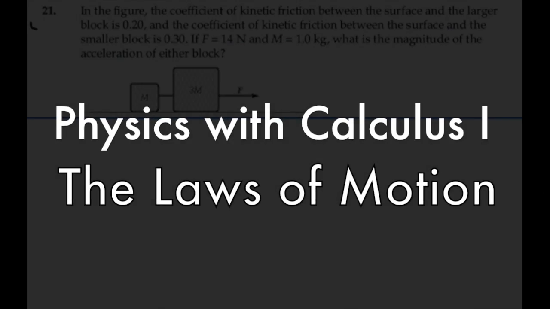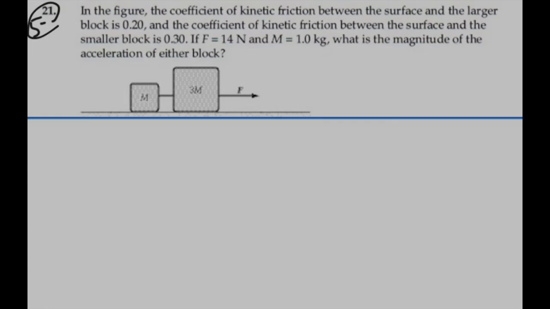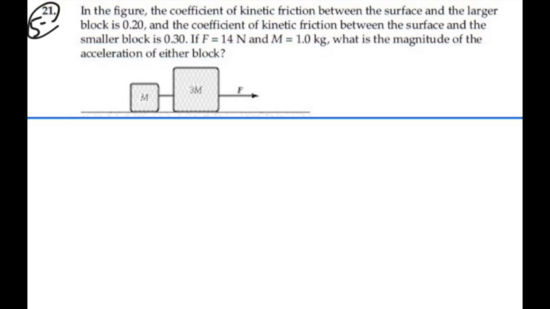Problem 5.21. In the figure, the coefficient of kinetic friction between the surface and the larger block is 0.2, and the coefficient of kinetic friction between the surface and the smaller block is 0.3. If F is equal to 14 newtons and M is 1 kilogram, what is the magnitude of the acceleration of either block?